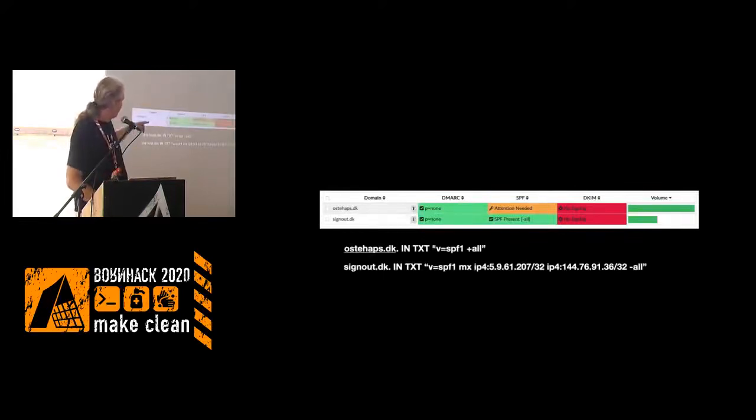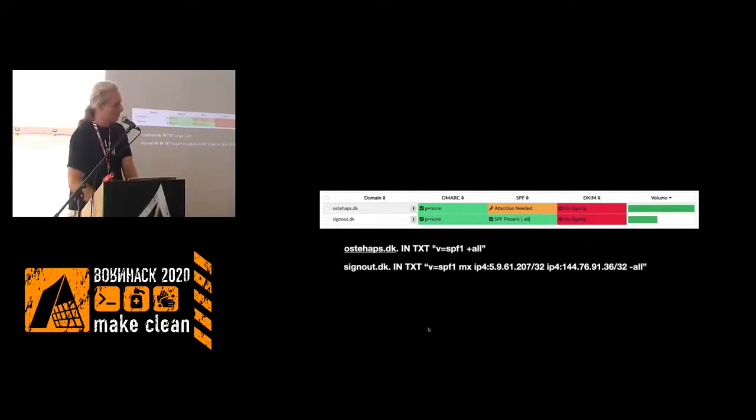You can get this status detail from a site called Dmarcian. You can see the SPF is yellow, attention needed. That's because I have the plus all, and that's not a good thing. The DMARC record is green, even though it's p=none. No policy is present.